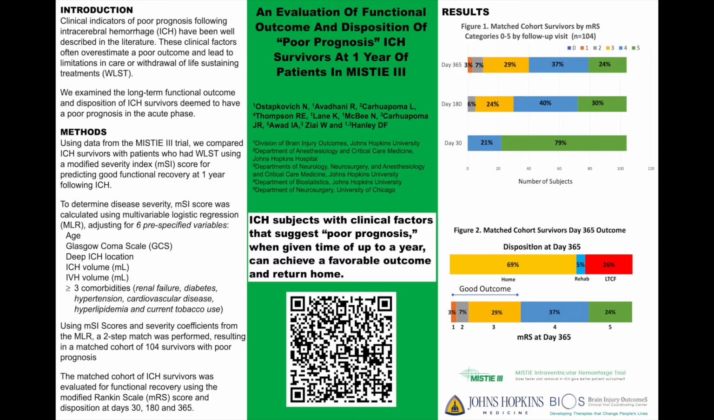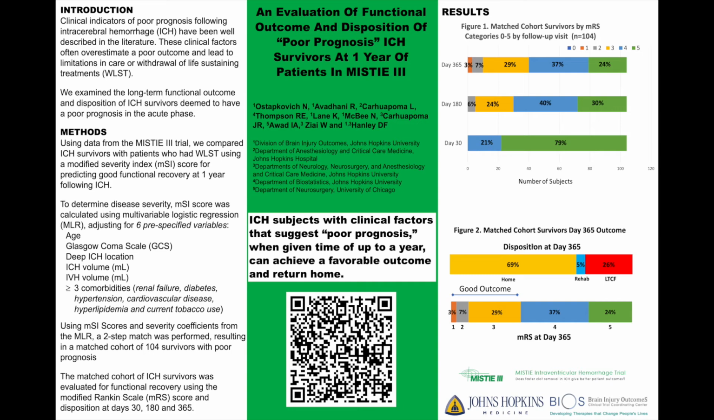The biggest improvement in Rankin is from day 30 to day 180, as seen in the reduction of patients who were Rankin 5. By day 180, 56% of patients had transitioned home. There is continued improvement at all Rankin levels by day 365.